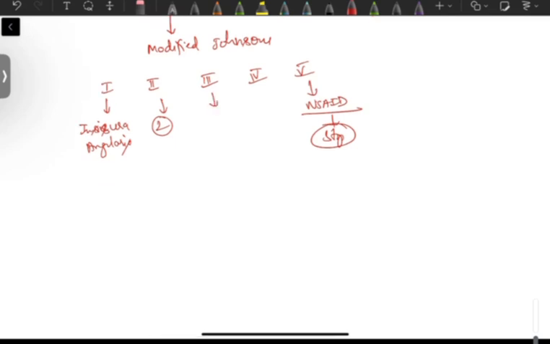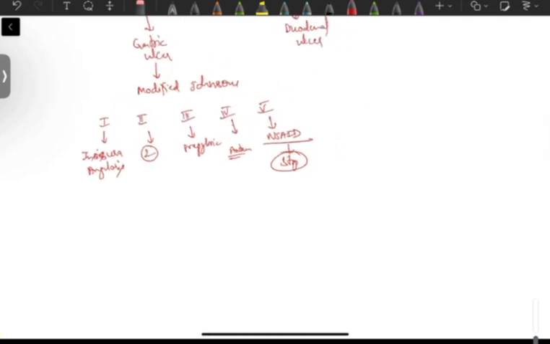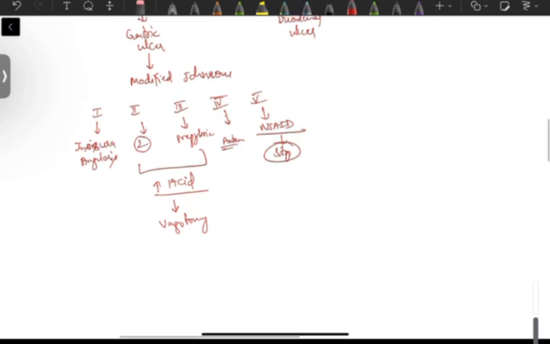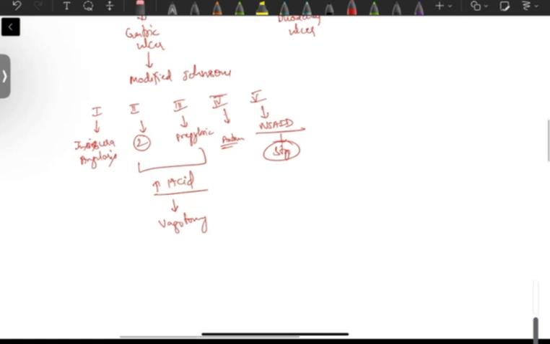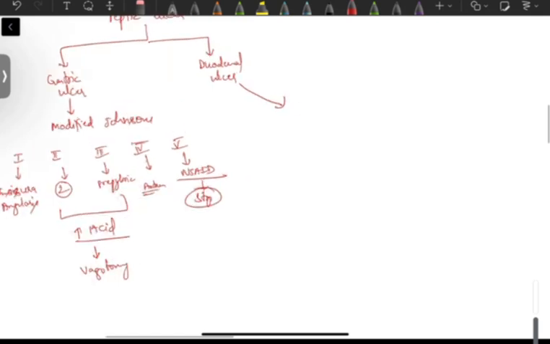Type 3 is prepyloric. Type 4 is most commonly in the antrum. And type 5 is NSAID based. Based on this we'll start treating. In type 2 and type 3 there will be increased acid production, and hence we'll go for vagotomy, truncal vagotomy. Whereas in type 1, 4 and 5 usually HCl will be normal only, so the treatment is different. Okay, then duodenal ulcers we have discussed.